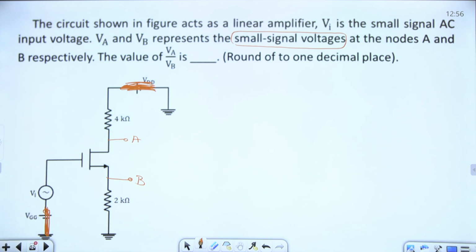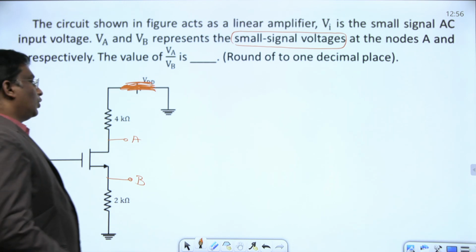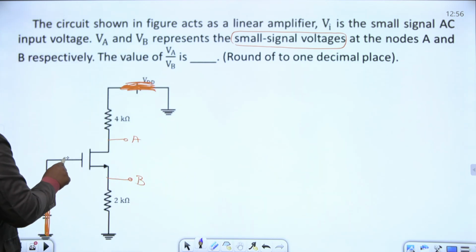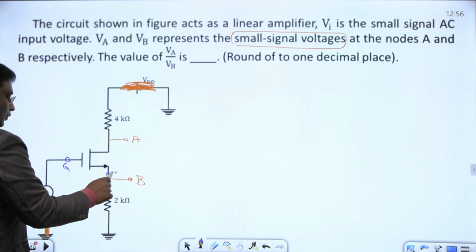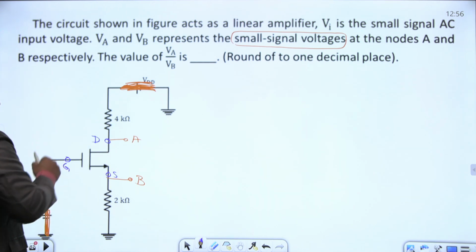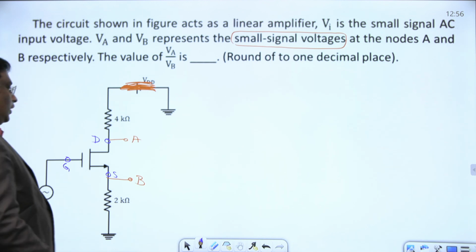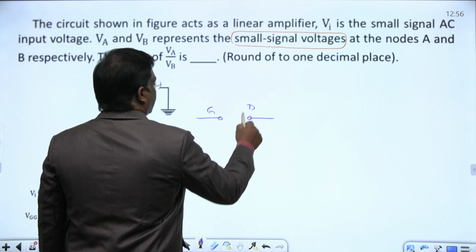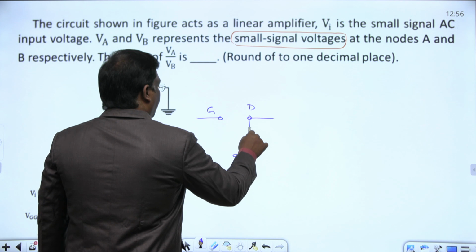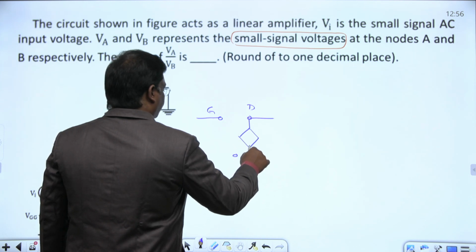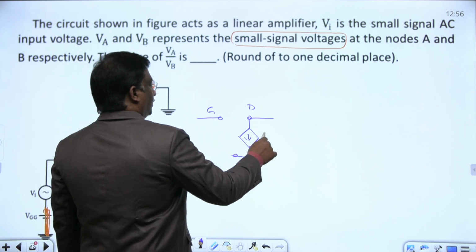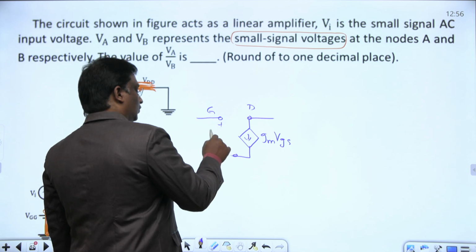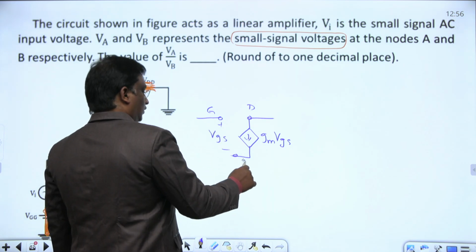Then replace this MOSFET by the small signal model. What is a small signal model of a MOSFET? If you know these terminals of the MOSFET, this is a gate terminal, arrow indicated here, this is a source terminal, this is a drain terminal. If I am replacing this MOSFET by the small signal model, this is a gate, this is a drain, this is a source. And between drain and source, you have a current source. What is the magnitude of the current source here? Gm into VGS, where VGS is the voltage between gate and source.